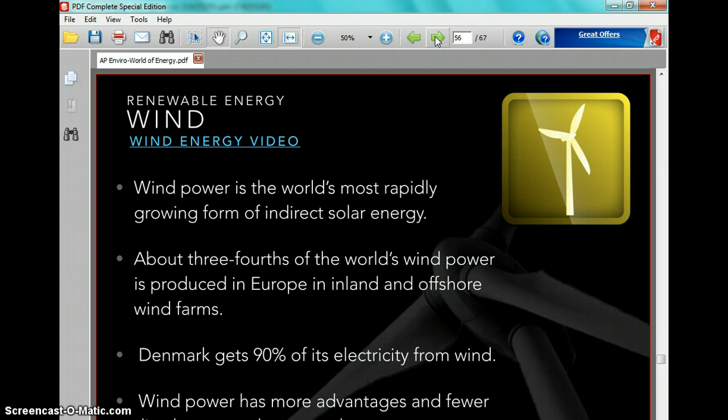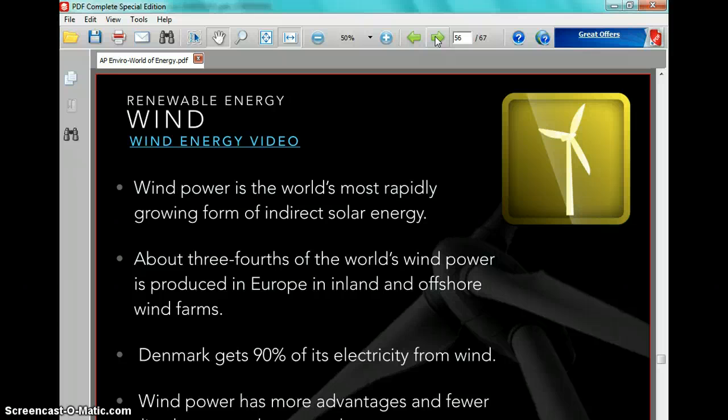but we're going to go into wind power. Wind power is the world's most rapidly growing form of indirect solar energy. About three-quarters of the world's wind power is produced in Europe from both inland and offshore. We're going to talk about both of those kinds of wind power.